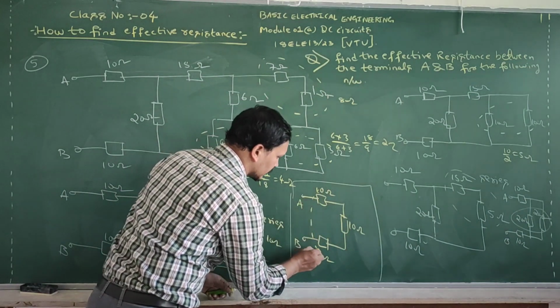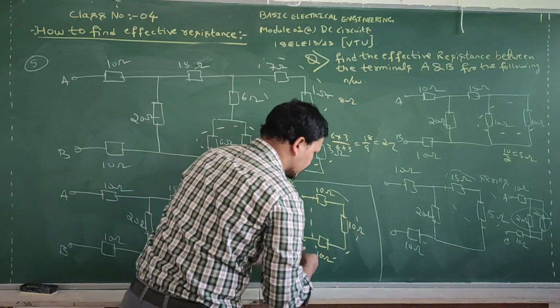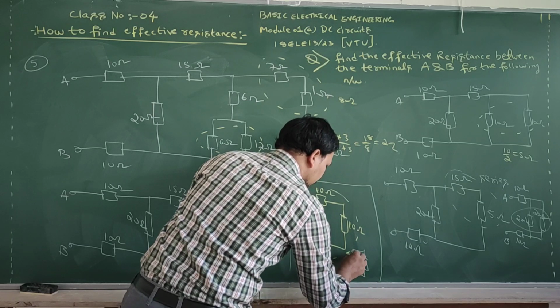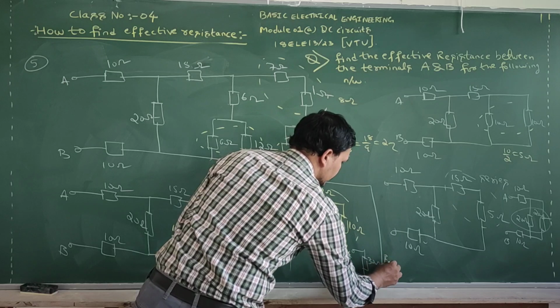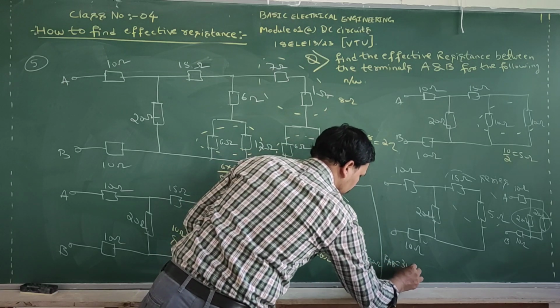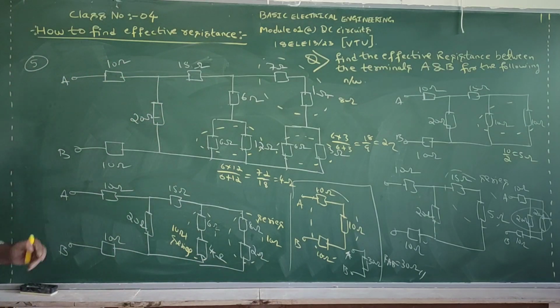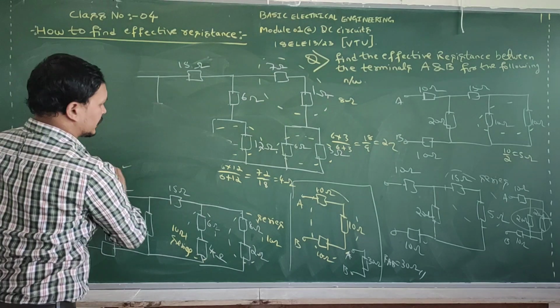Now all are connected in series. 10 plus 10 plus 10, 30 ohms. So the final answer between A and B is 30 ohms. Otherwise, we can write like this: RAB is equal to 30 ohms. Okay, guys, got it? Okay, pause the video, then copy down. Okay, fine. We can go to next problem.